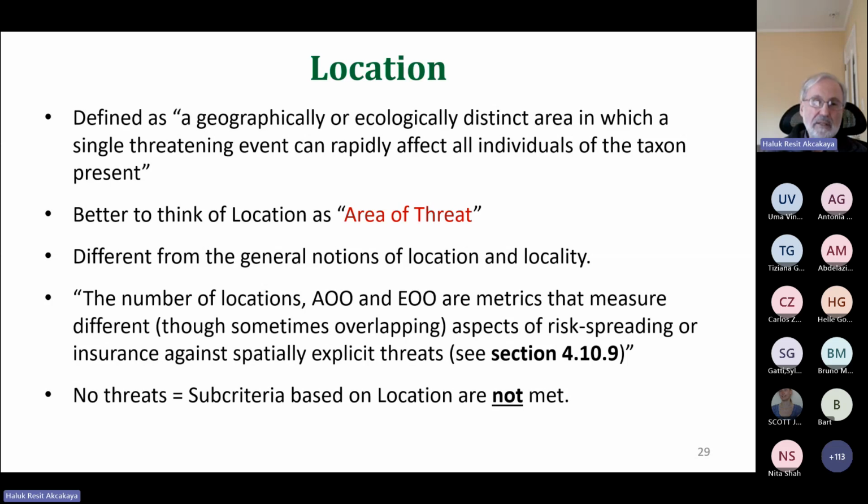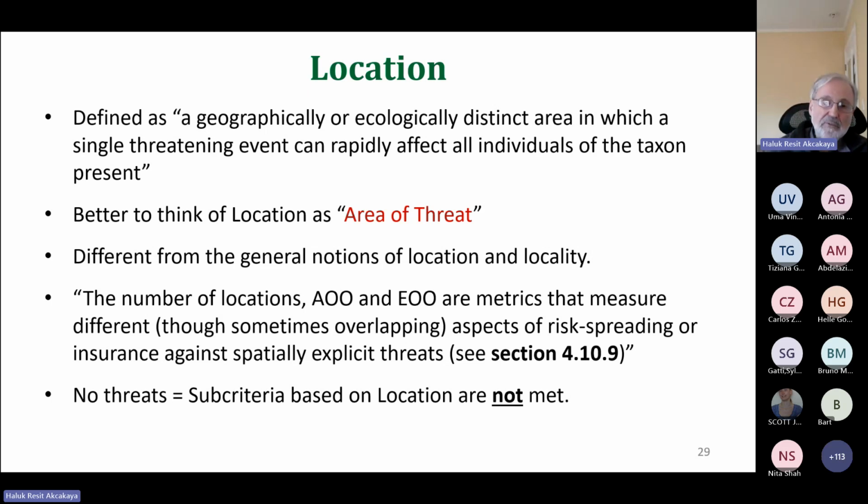Now, why is it used in the criteria? It is actually a metric of risk spreading, similar to but somewhat different from the aspects of risk spreading that are covered by area of occupancy and extent of occurrence. Basically, risk spreading means insurance against spatially explicit threats. If a species has multiple locations, that means it is under the effect of different threatening events. Therefore, it is under less risk because the risk is spread to multiple locations. Basically, that's the meaning of location in the Red List.